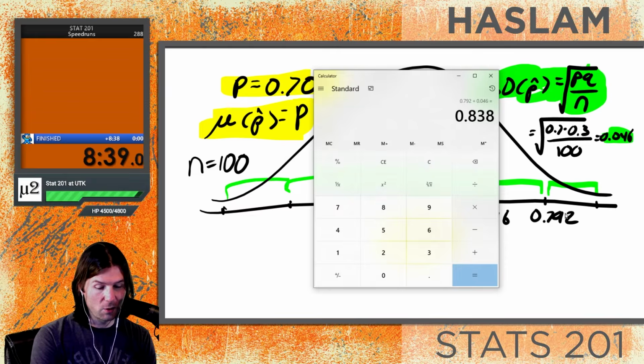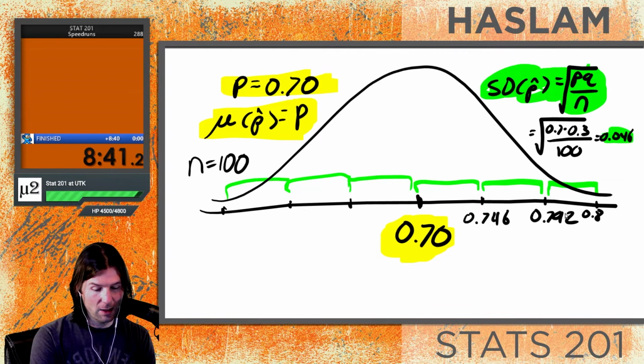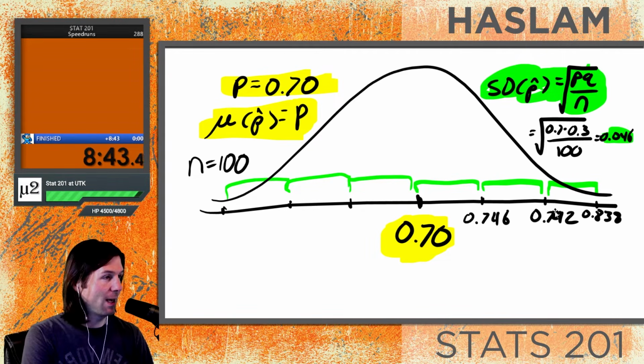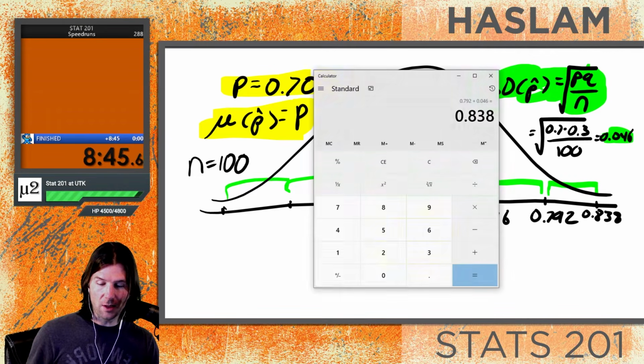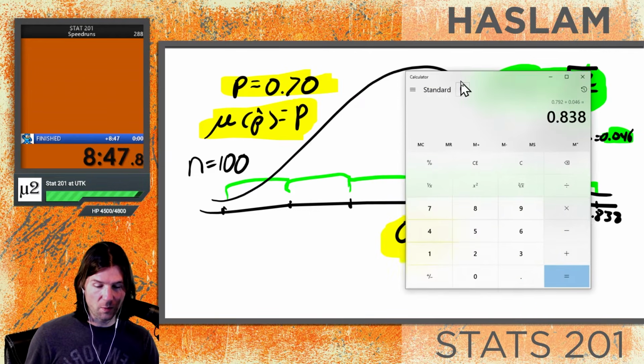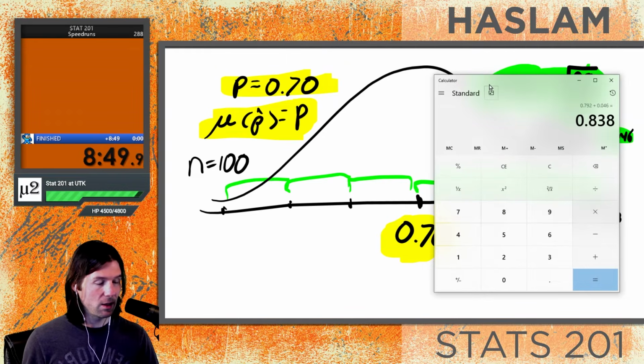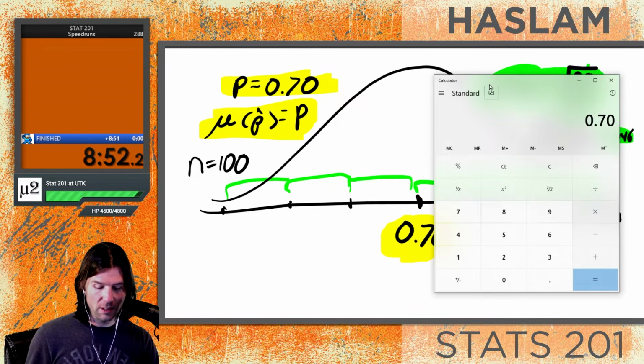Now this would be very unusual. This is very high, 83.8% right there. Now we can go down the standard deviations to complete the curve. So let's put this right over here and just go down standard deviations. So we need to start at 70, and now we need to subtract the standard deviation we calculated.